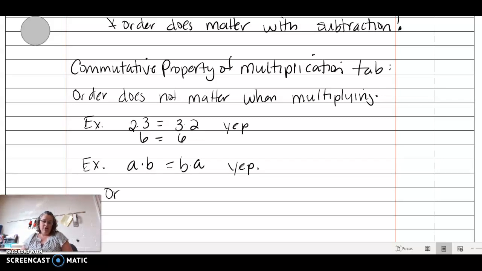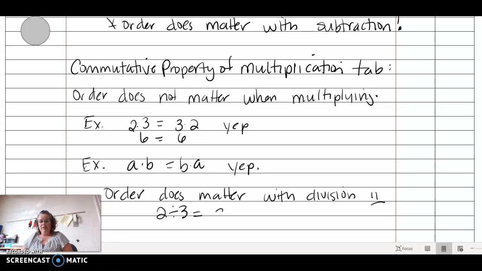And then order does matter with division though. For example, 2 divided by 3 is not the same thing as 3 divided by 2. 2 divided by 3 is the fraction 2/3, which is like 0.6 repeating. 3 divided by 2 is, well, 1.5. Not the same. So order does matter when it comes to division.